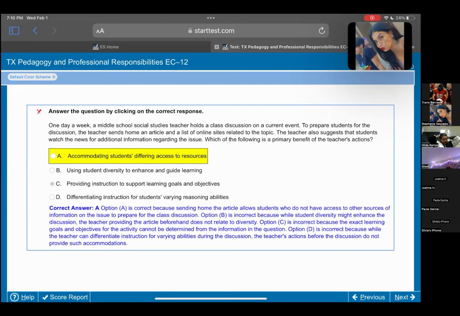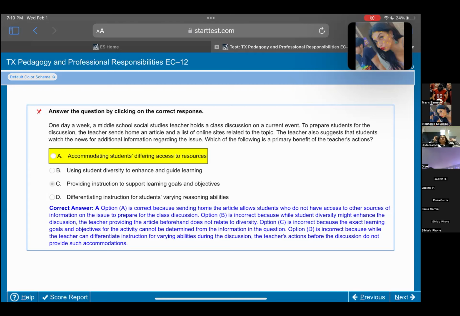She is differentiating or accommodating access to information based on access to resources. So A is correct because sending home the articles allows students who do not have access to other sources of information on the issue to prepare for class discussion. B is incorrect because while student diversity might enhance the discussion, the teacher providing the article beforehand does not relate to diversity. There's nothing about diversity.